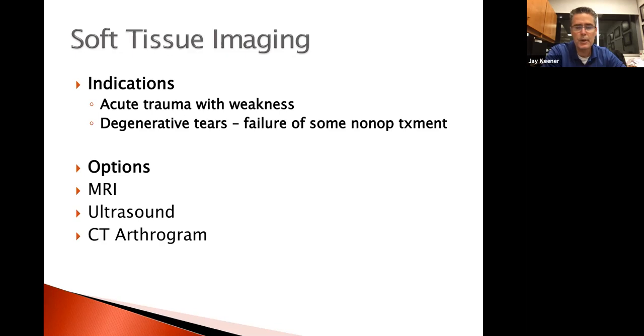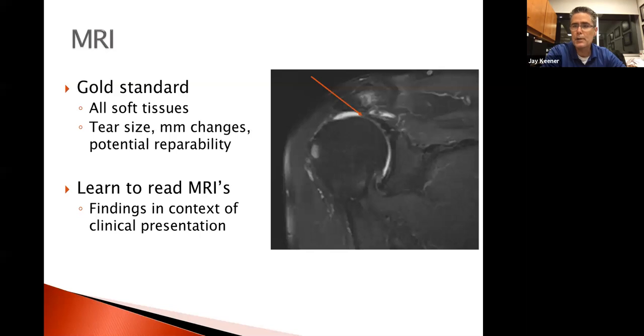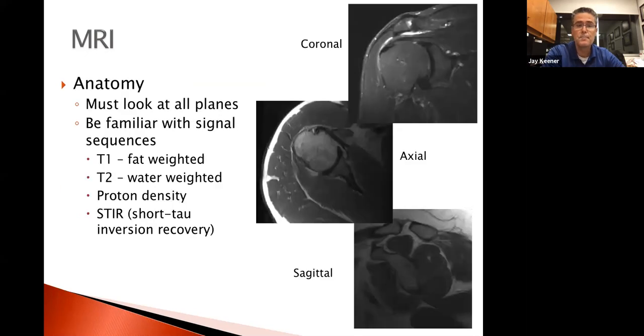The most common studies that we use, as you guys know, are MRI, CT arthrogram, and ultrasound. MRI is probably the gold standard. It allows you to visualize all soft tissues, gives you information on the tear size and location, muscle degenerative changes, and potential repairability of the tear. I think it's really important for us as clinicians to learn to read our own MRIs. We're different than radiologists. We actually get to listen to the patient and examine them, and we can interpret the MRI findings in the context of the clinical presentation. So that's really important in decision-making and managing your patients.